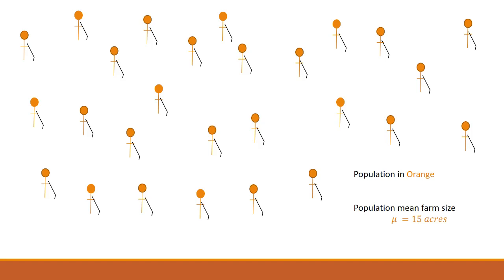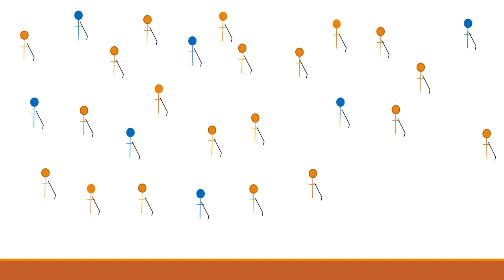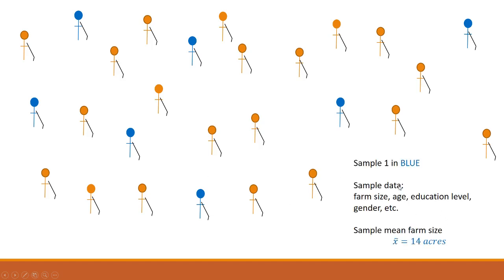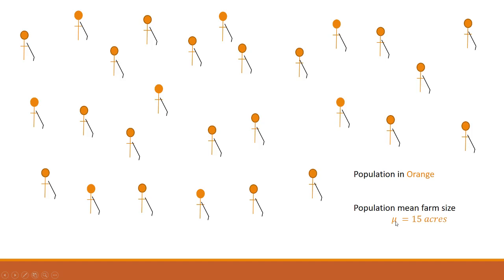But I don't have data on the whole population. Instead, I need to collect data on a subset, and then I will use that to estimate the true population average. So let's say we go in and collect data, and here I'm labeling the people that we collected data from in blue. We've randomly selected these individuals. Sample 1 is in blue. Let's say for this sample, the sample mean is 14. That 14 is an estimate of the true population mean of 15.